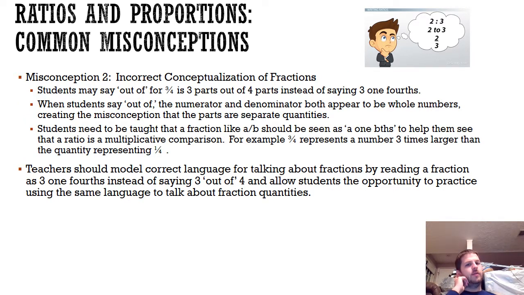Misconception number 2 deals with incorrect conceptualization of fractions. Students may say "out of" for 3/4 is 3 parts out of 4 parts instead of saying 3 1/4s. When students say "out of," the numerator and denominator both appear to be whole numbers, creating the misconception that the parts are separate quantities. Students need to be taught that a fraction like a over b should be seen as a 1/b's to help them see that a ratio is a multiplicative comparison.